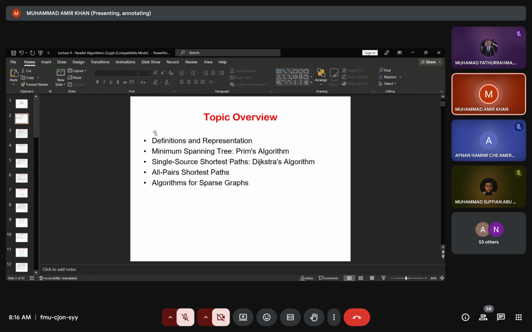The topic overview is definitions and representation, minimum spanning tree, which is Prim's algorithm, and then single source shortest path, which is Dijkstra's algorithm. The K is silent in Dijkstra. Then all pairs shortest path, and algorithms for sparse graphs. So we'll see only two algorithms today.